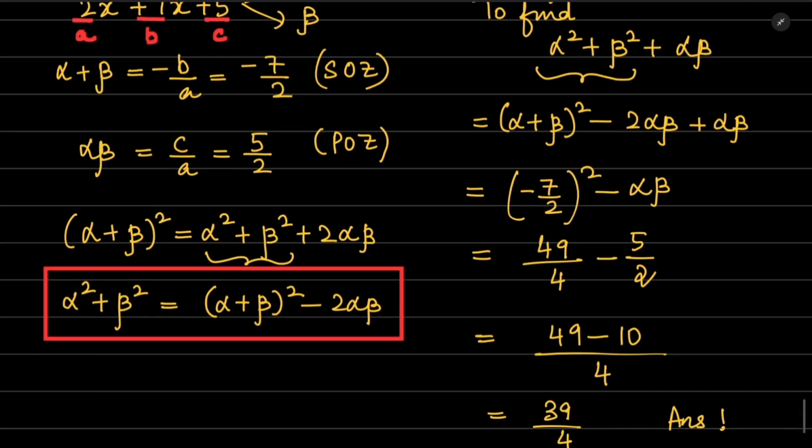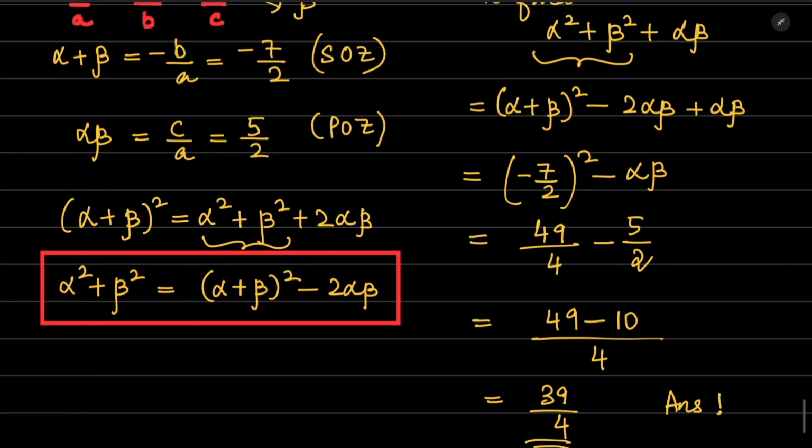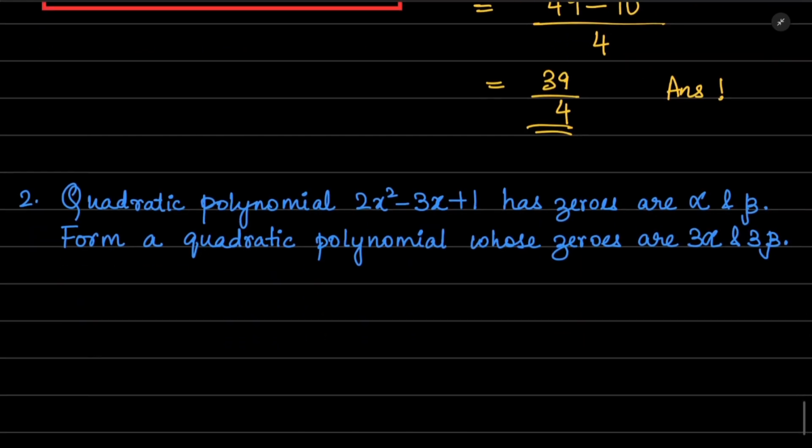Do it once and let me know. Check if you are also getting 39 divided by 4. 39 by 4 is the final answer. Okay, let's move on to the next question.